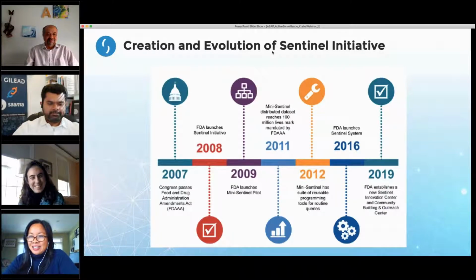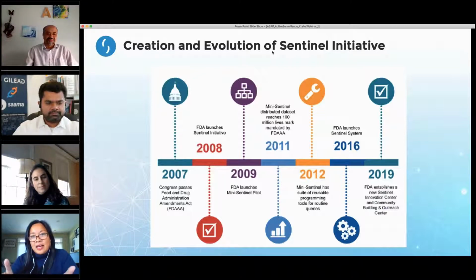Can you tell us a little bit about what the key assets are within the Sentinel system? We know about the distributed network, which is really helpful in protecting patient privacy and facilitating doing these queries quickly. But what kind of specific queries does Sentinel allow the FDA to do?